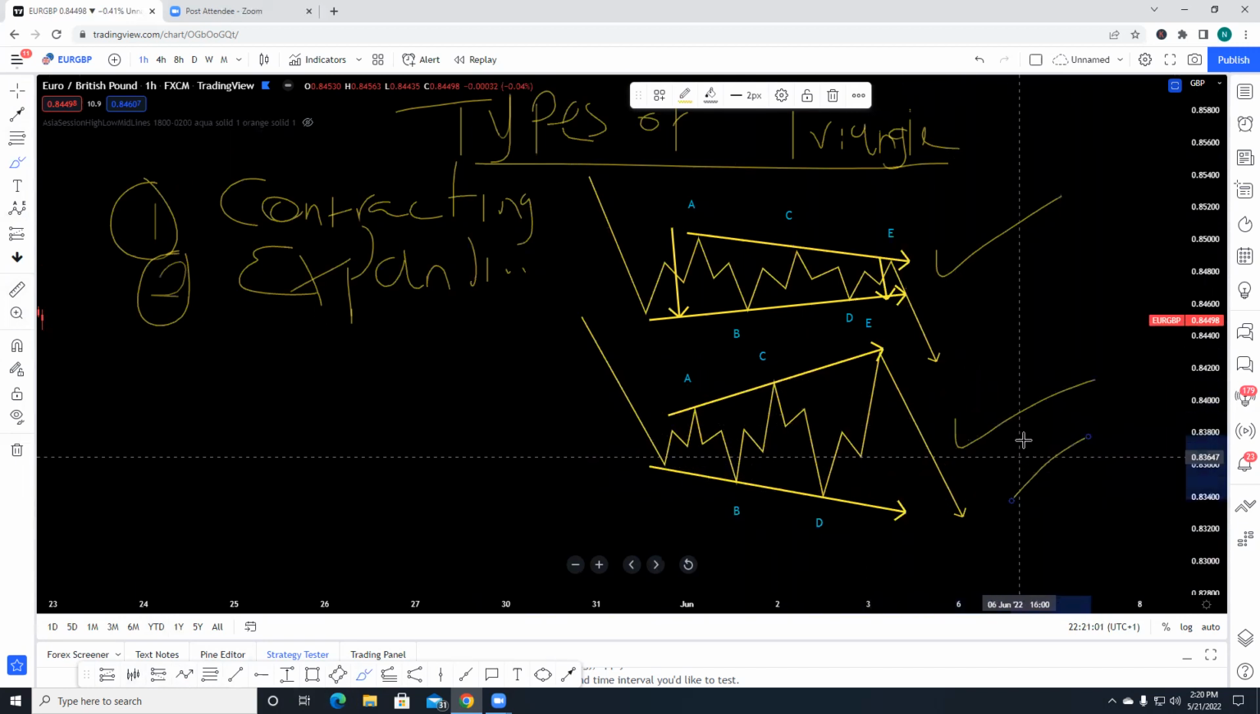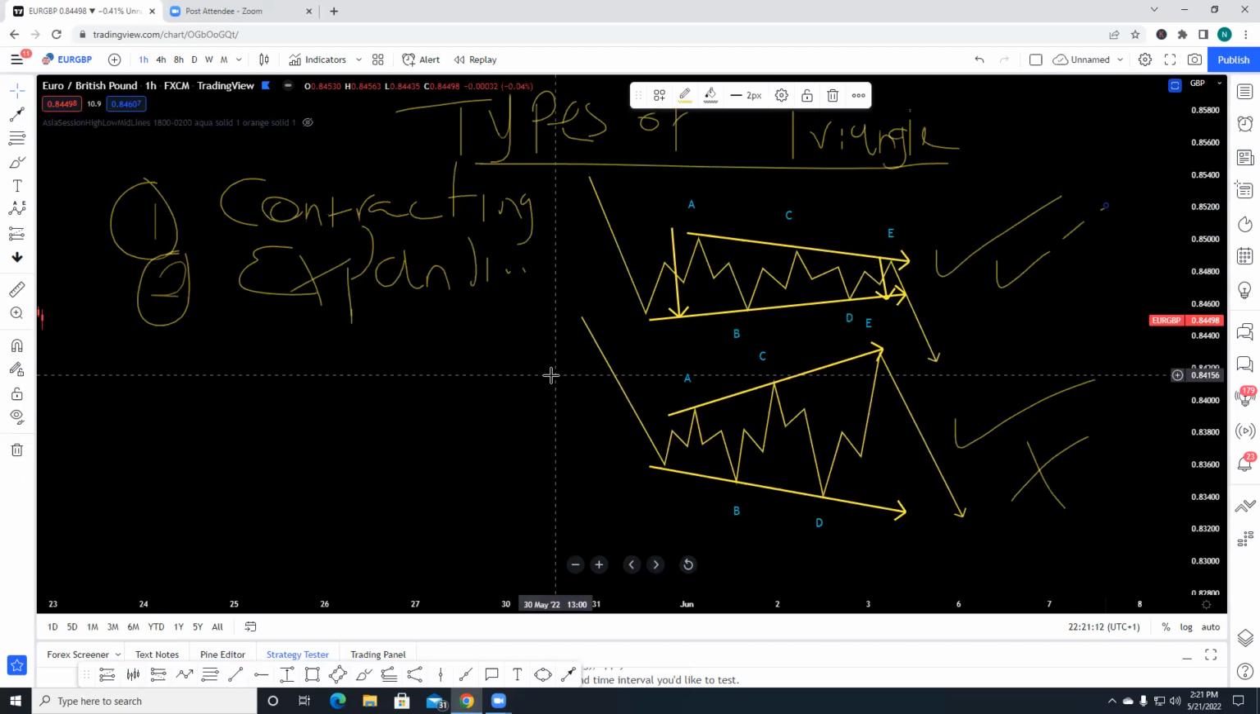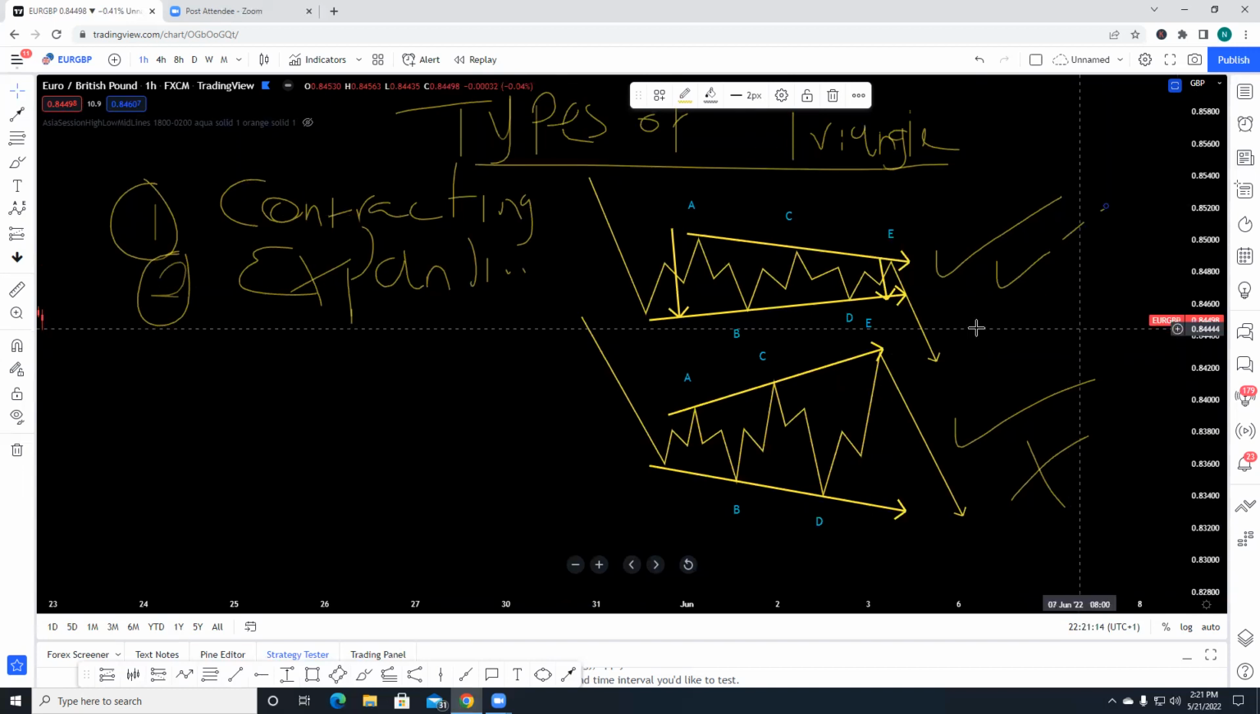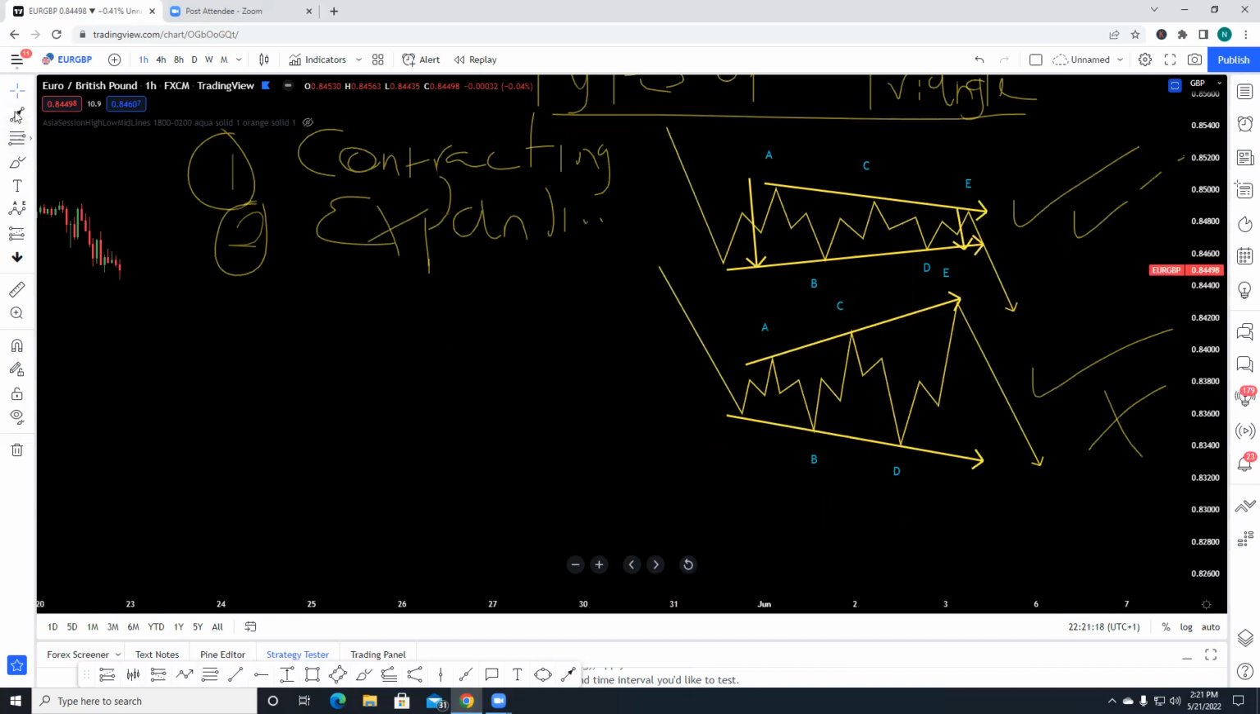This one is not common, okay? This is the commonest type of triangle that you find in the market, the contracting triangle. There is also the third variety of a triangle, which we call a running triangle, guys. In the case of a running triangle, you have wave B passing the level of wave A.